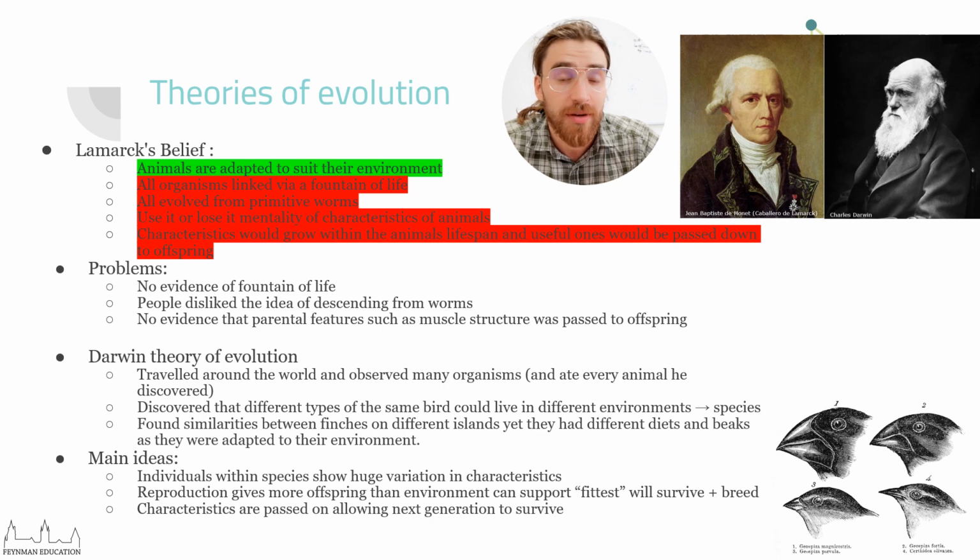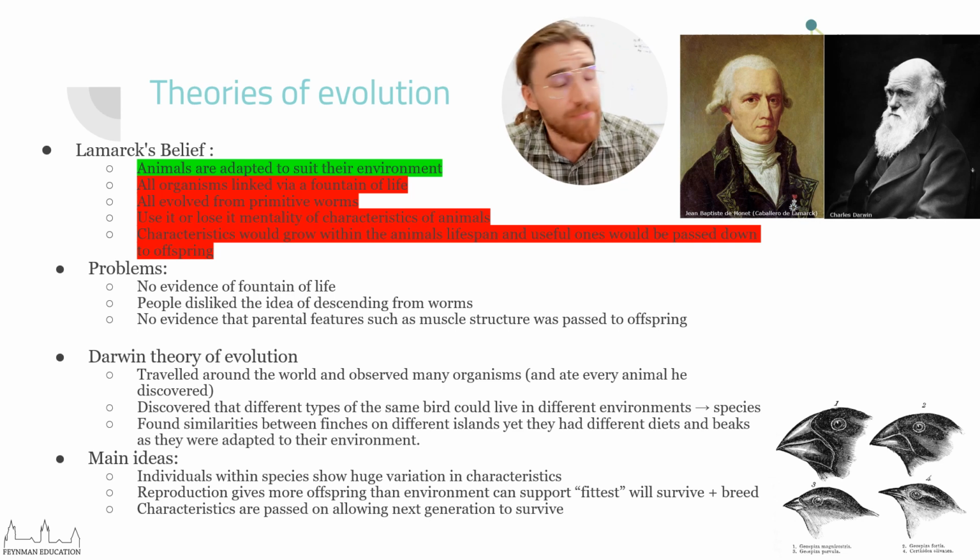Throughout history, there have been many theories about where we came from as humans. One of the theories was brought up by a man called Lamarck. Now, Lamarck believed that animals adapted to their environment, which is true. Now, how these animals adapted was where he went a little astray, let's say. So he believed that all animals were linked to something called the fountain of life, and that everything descended from worms.